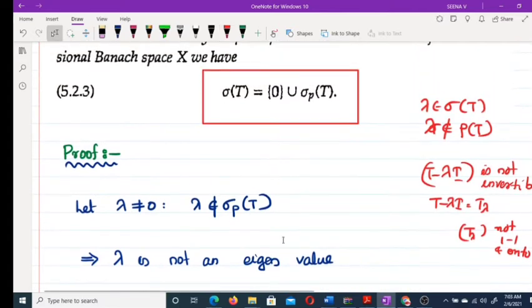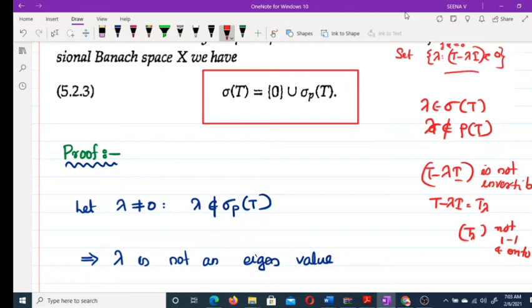Now what do we have here? We have sigma pt, the point spectrum. Point spectrum means the set of all eigenvalues. That means the set of all lambda such that there exists an x not equal to 0 such that T minus lambda I x equal to 0. So this says that sigma T is actually 0 union sigma pt.